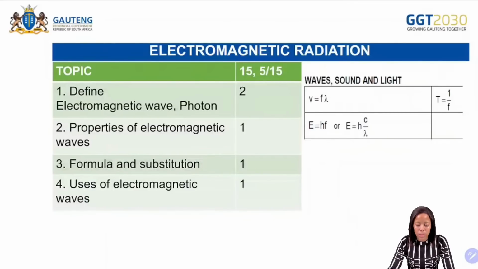Next, we have electromagnetic radiation. So in terms of the electromagnetic radiation, we need to know the definition. So definition, 2 marks there. Know at least the minimum of 3 or 4 properties of the electromagnetic waves. Know how to use the formula, and then know the uses of electromagnetic waves. Okay, so these are the formulas that we have when it comes to the formula sheet under wave, sound, and light there.